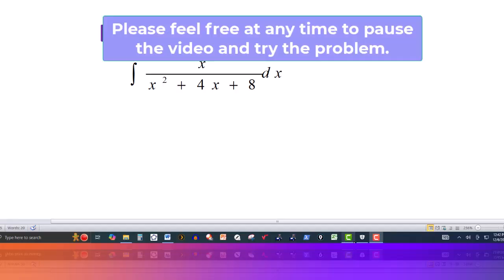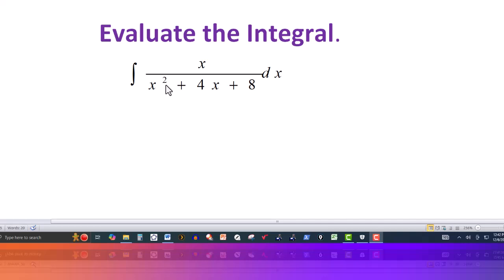In this video, we have the integral of x over x squared plus 4x plus 8 to evaluate. And this is a rational expression here for the integrand. It's in proper form. The degree of the numerator is less than the degree of the denominator. But we can't factor the denominator over real numbers. So let's see if we can get a u-substitution to work.